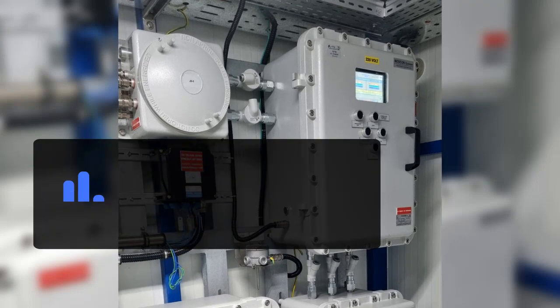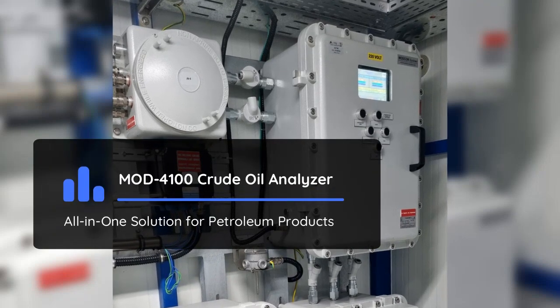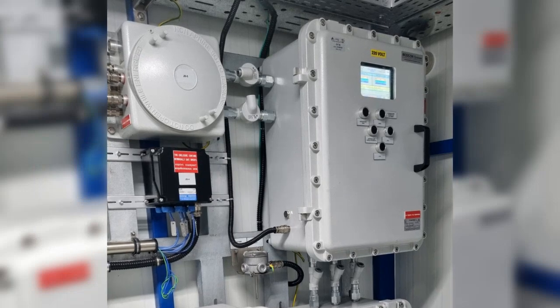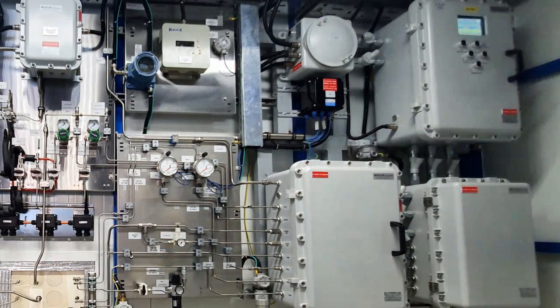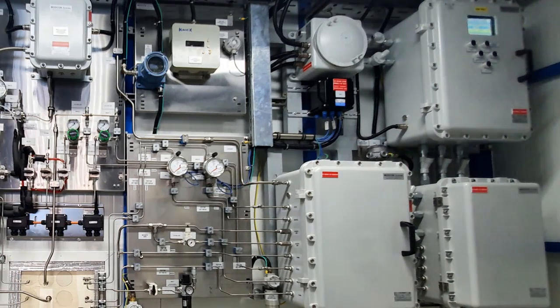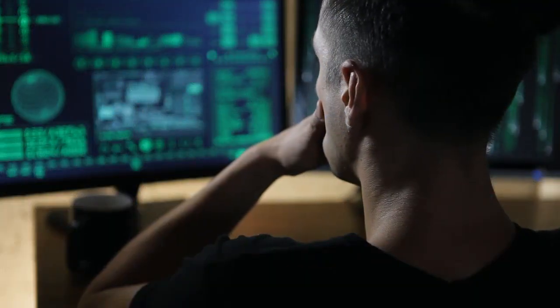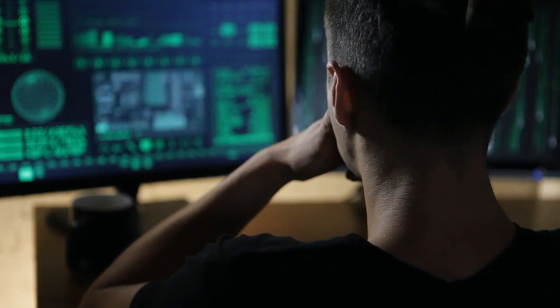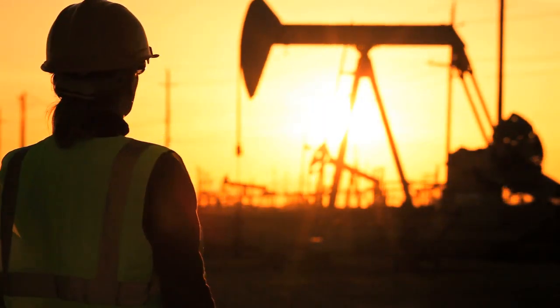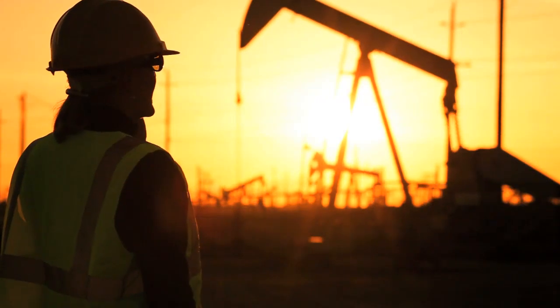Introducing the newly redesigned MOD-4100 Crude Analyzer, the breakthrough in crude oil online analysis. Our single analyzer performs a variety of different critical crude oil measurements to provide real-time analytical data. This data is highly important for optimizing the processing of crude oils, ultimately leading to better quality products.